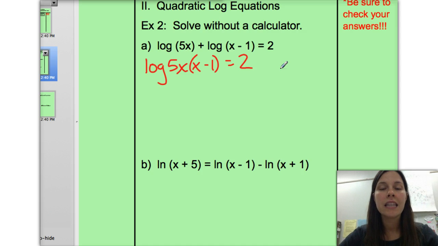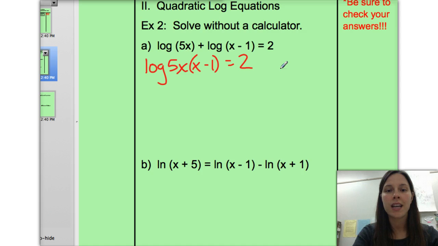Next, in order to solve, we want to cancel the log, so we're going to use the curly law. In this log, the base is 10 because it's the common log. Remember, when you don't see the base, it's 10. So we're going to do 10 to the second power equals, and I'm going to distribute the 5x into the x minus 1 to begin to simplify our expression.